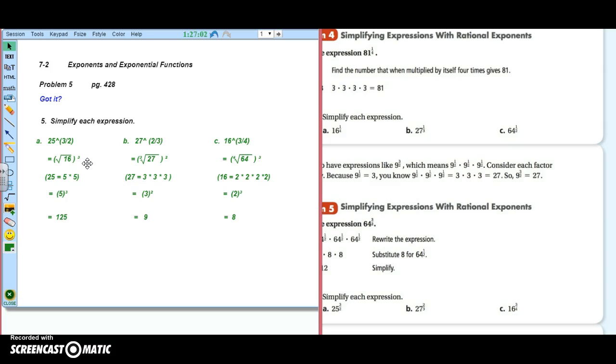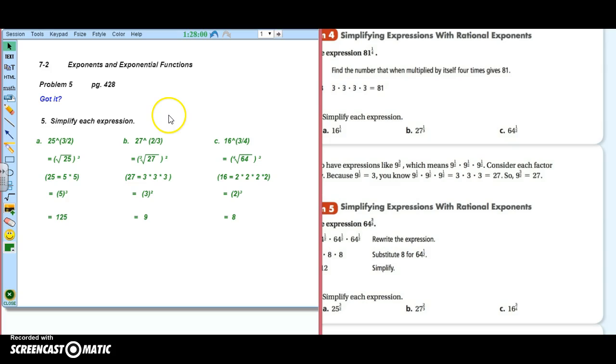So start inside the parentheses. Oops, that's supposed to be a 25. So the square root of 25 raised to the 3rd power is the same as 25 to the 3/2 power. The denominator comes out front. So working inside the parentheses, we want to find out what the square root of 25 is. In other words, what goes in there twice. So 25 is 5 times 5. So the square root of 25 is 5, but we still have to raise that to the 3rd power. So 5 times 5 times 5 is 125.